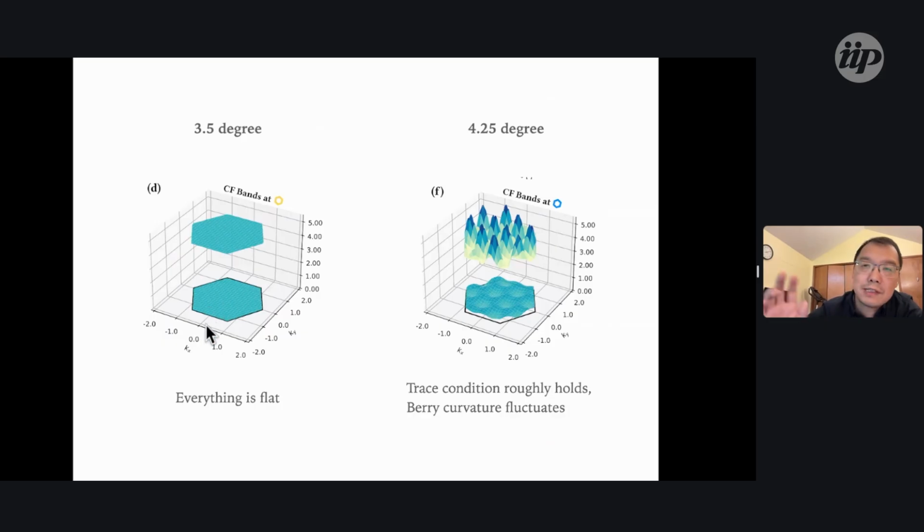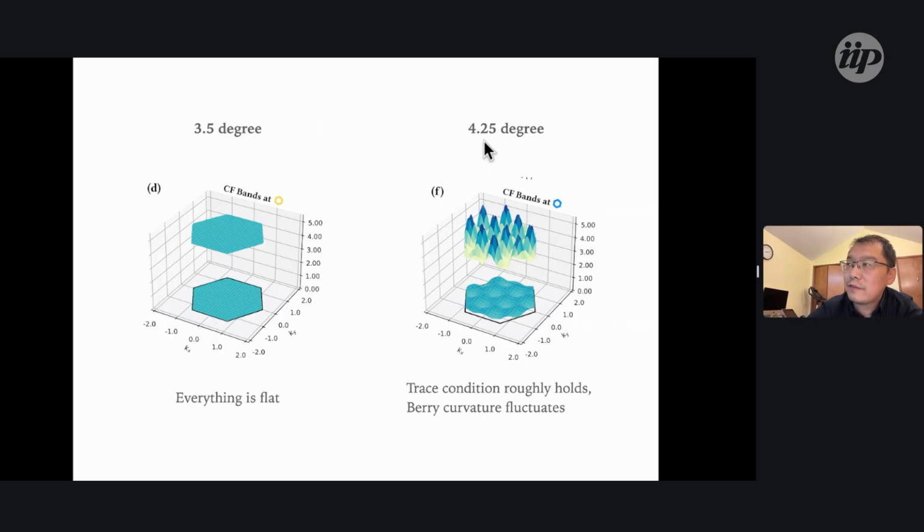Because I'm considering 1/3 filling, only the lowest CF band is filled. So this band is filled, and then this band is empty. That's the first band, that's the lowest band, that's the second band. You can see that they are really flat, right? So this is kind of mimicking what you would expect for the Landau levels of composite fermions. So that's at 3.5 degree when everything is flat.